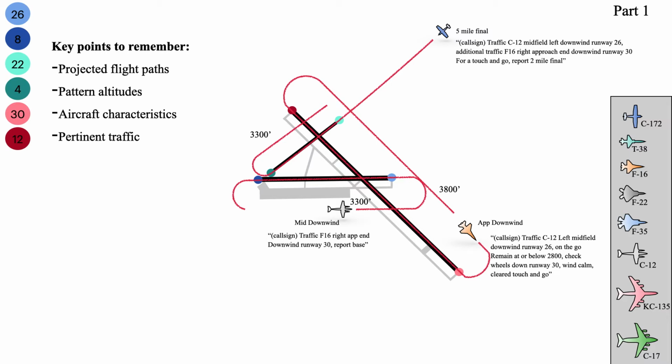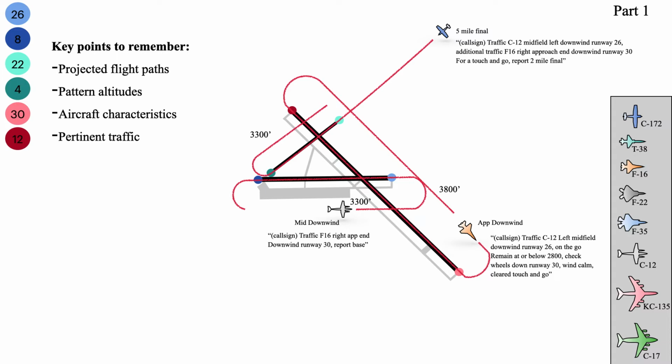Now, what's interesting there is I told him on the go, remain at or below 2,800. So that's 500 feet separation from the aircraft that's going to be on the downwind. I specified that he was in left traffic, so he knew where to look for that aircraft. Because if he was in right traffic, he'd be on the other side of the runway, further down the runway. I could have also said remain at or below 2,800 till passing runway 26. That's another thing you could have done.